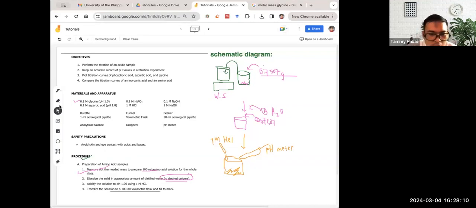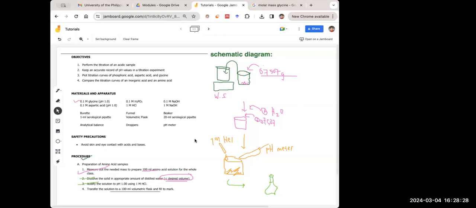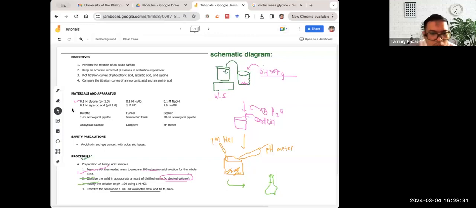Okay, so we're done with 2, we're done with 3. The next step is to transfer the solution and fill to the mark. Here's your volumetric flask, like what we did before. This is your mark. And then you just have to transfer the solution. Let's say here's your beaker, and you transfer it to the mark. That's how you visualize the procedure.